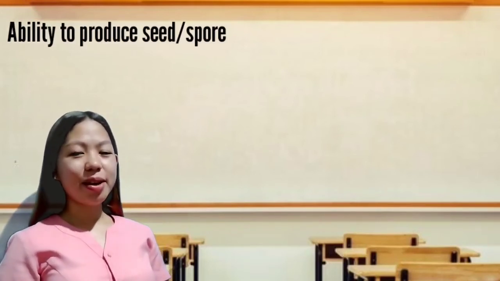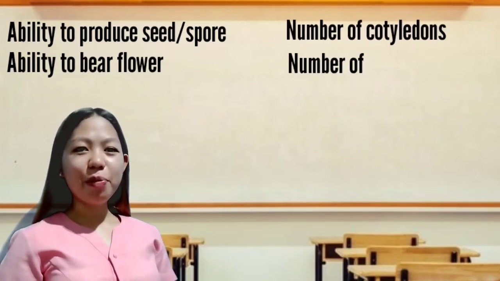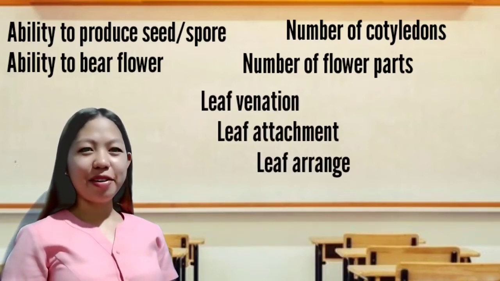The same procedures will be followed in the second part, which explores the diversity among plants. However, this time, you will be describing each in terms of their ability to produce seeds or spores, the ability to bear flowers, the number of cotyledons, the number of flower parts, their leaf venation, leaf attachment, and leaf arrangement. Just follow the preceding steps until you have answered the guide questions for Part B. That is all for our activity. Be a scientist of your own, and with me, let's explore the wonders of biology.